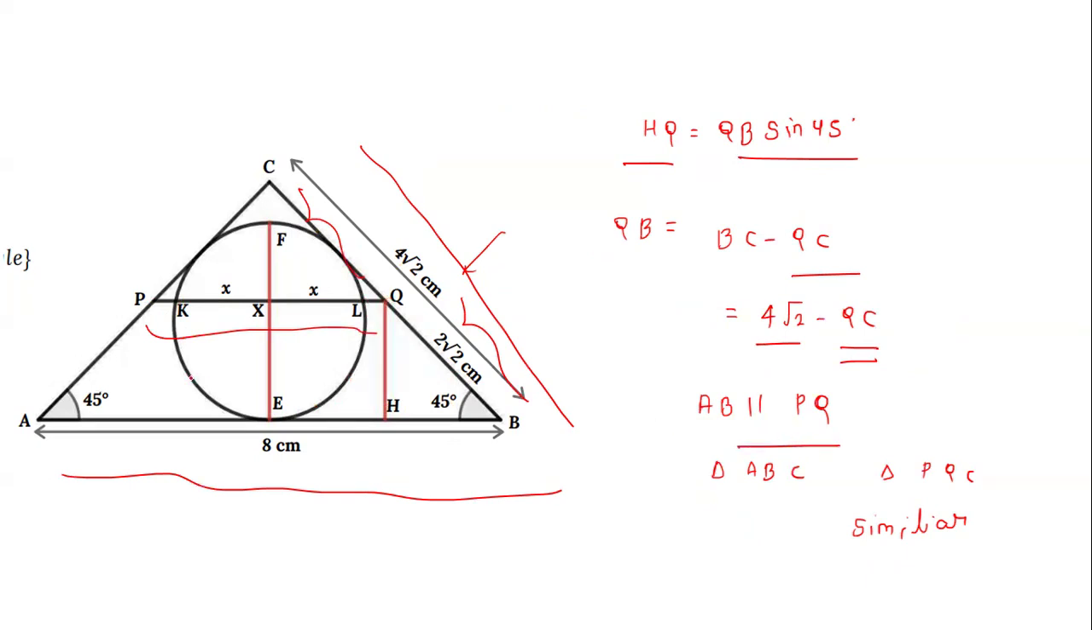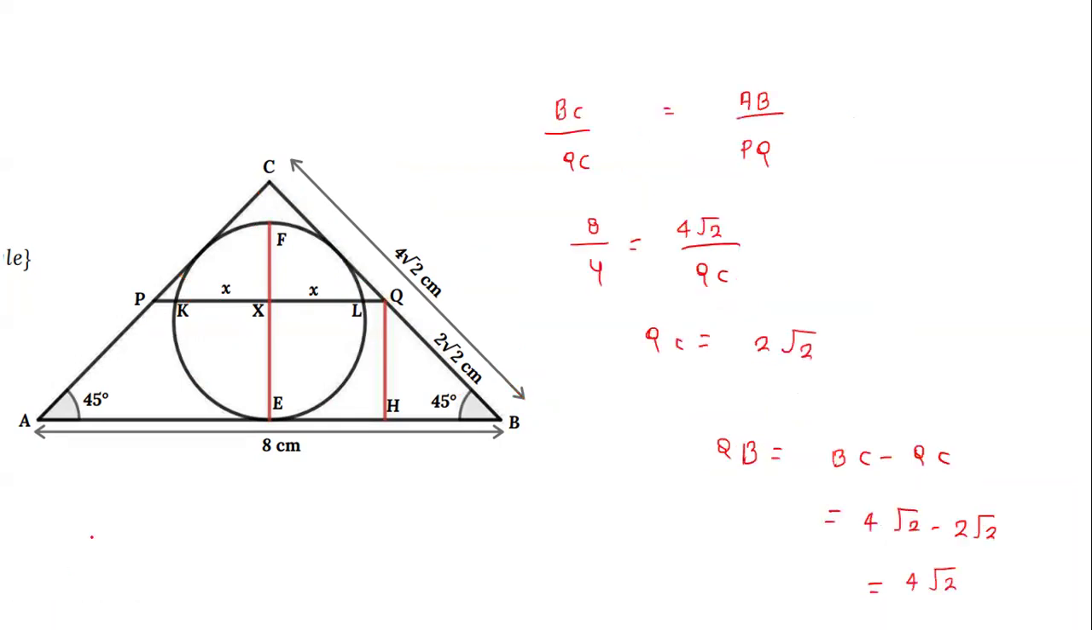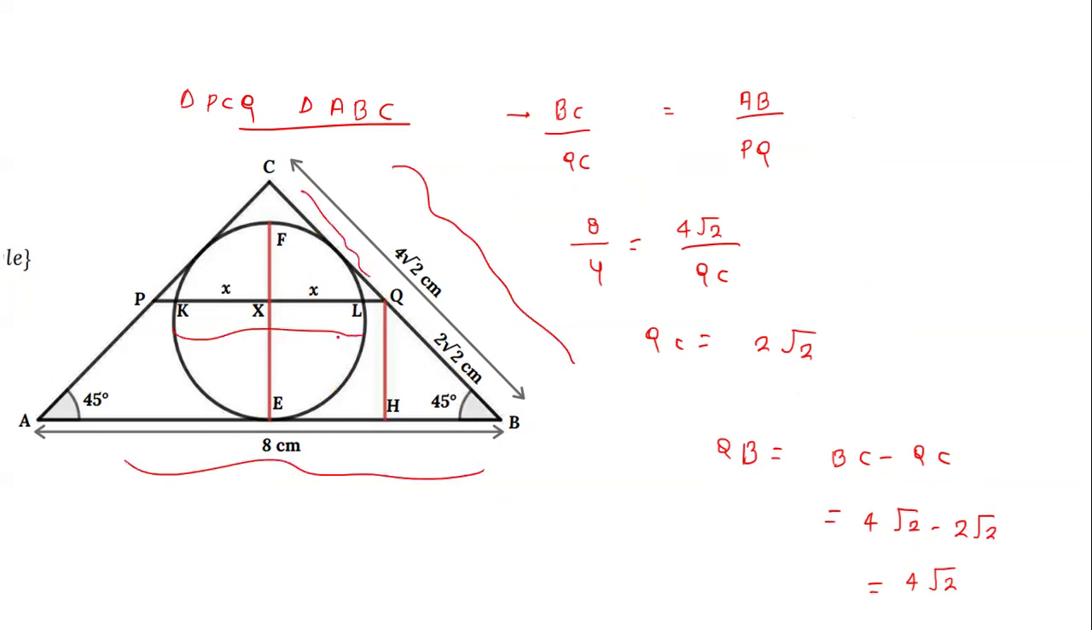So we can say this angle is also 45, this angle is also 45, and this angle is common in both. So these two are similar triangles, we can say. So now the triangle PCQ and triangle ABC are similar triangles. So what we can do, we can equate the ratio of the sides like the BC divided by this QC is equal to AB divided by this PQ.